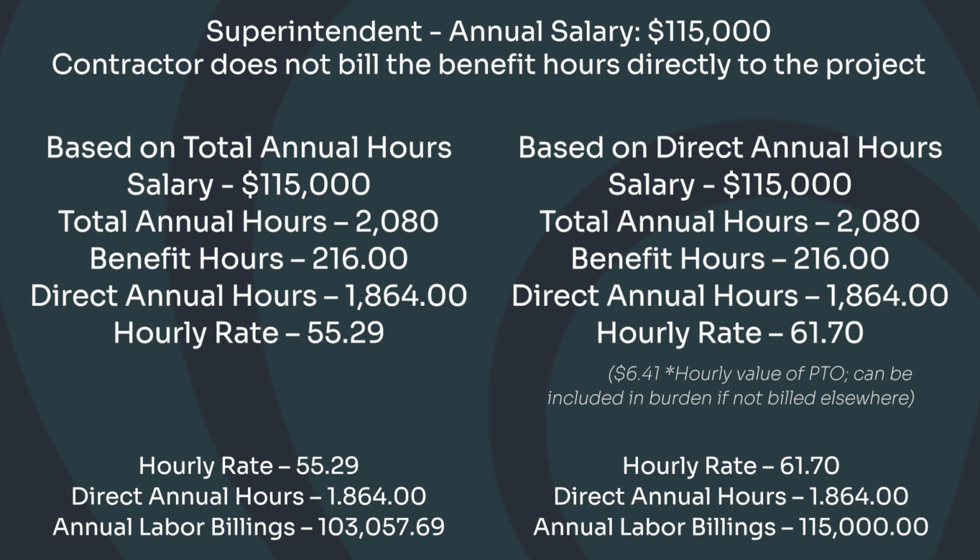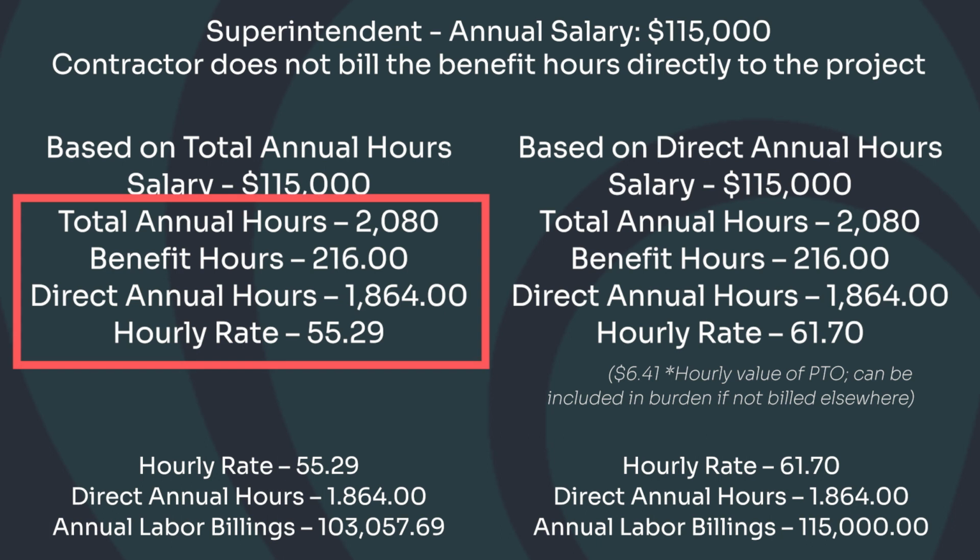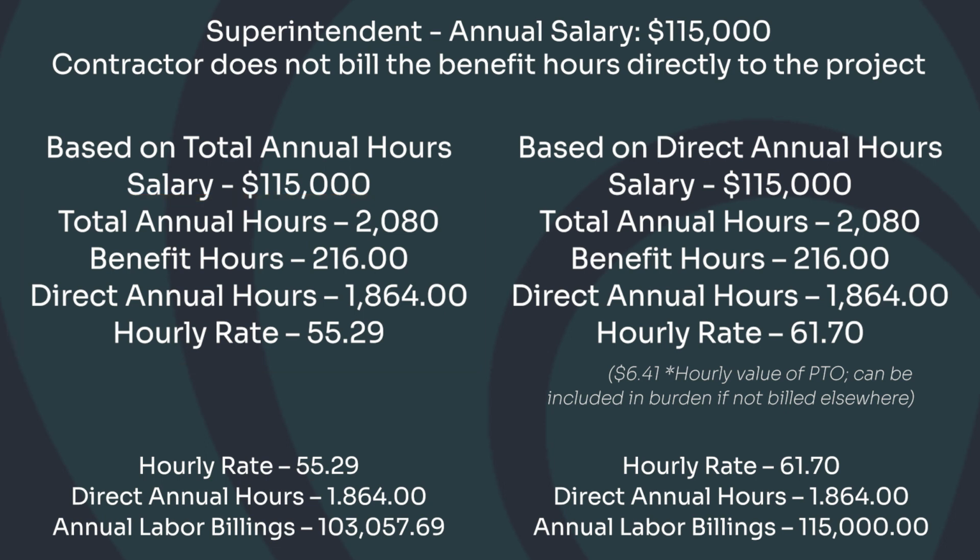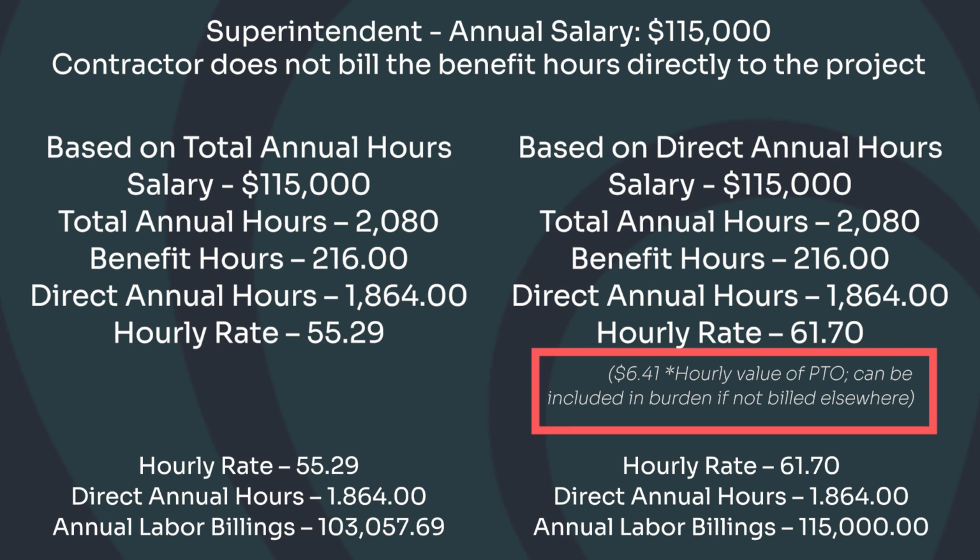So when we look at the rate that we're analyzing, we can see that the contractor has based the rate on 2,080 hours to arrive at $55.29 per hour, and we have it noted that they do not bill the benefit hours directly to the project. So leaving that incremental $6.41 in the burden is appropriate.